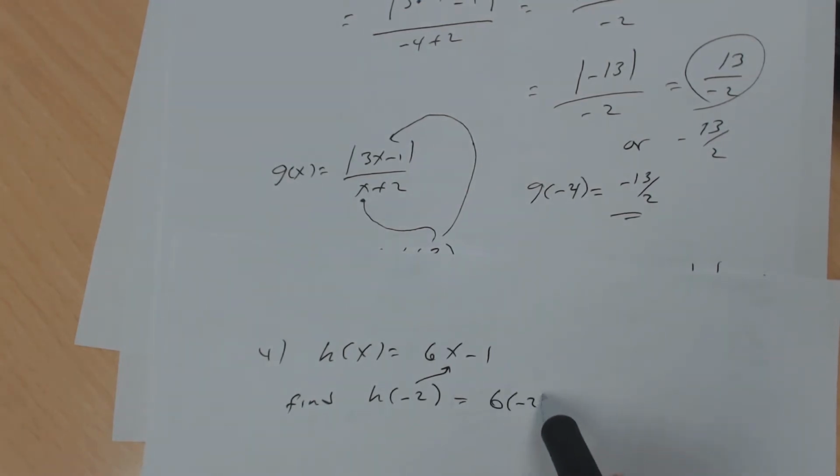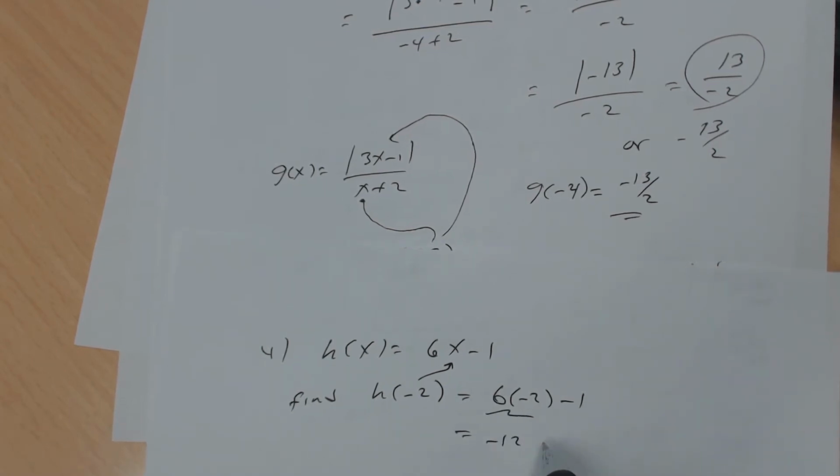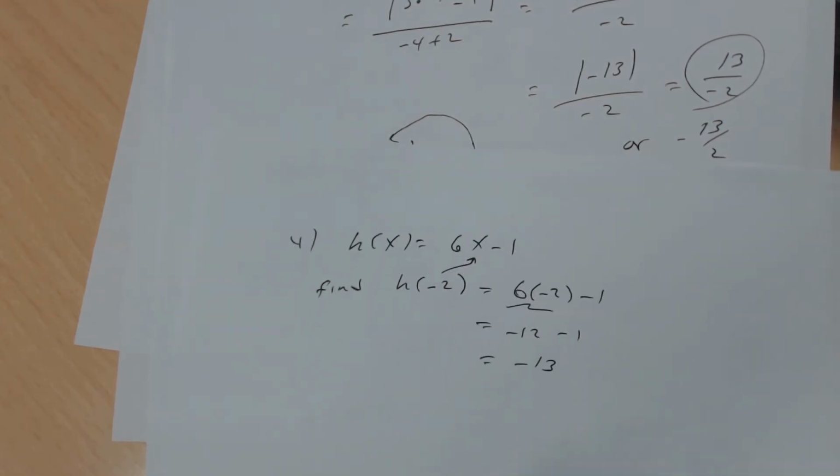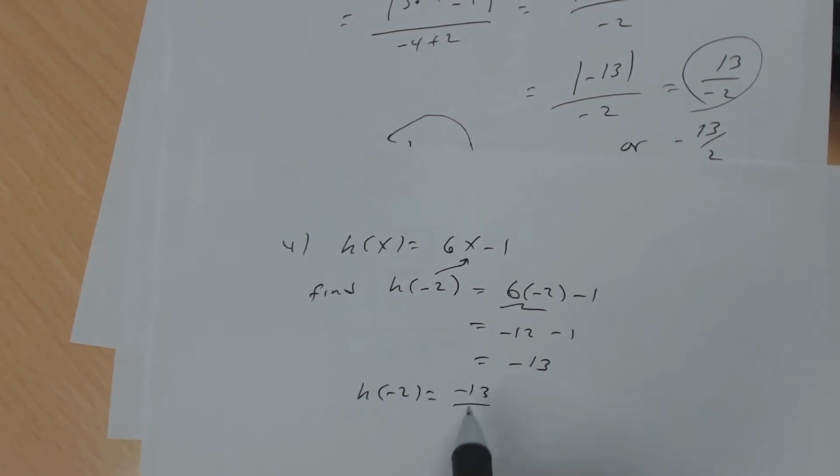So I got 6 times negative 2 minus 1. 6 times negative 2 is a negative 12. And the negative 12 minus 1 is a negative 13. So h of negative 2 equals blank. You'd say negative 13.